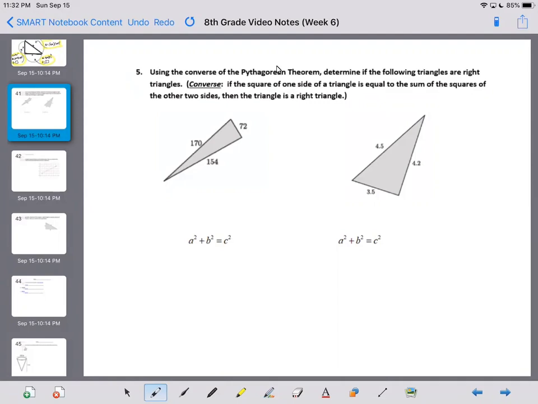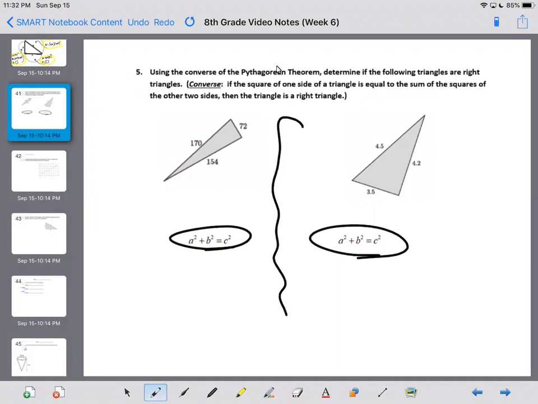So we've got our formulas here. I'll just split the page here. If we have 154 squared as one of the legs and 72 squared as the other leg, it better equal 170 squared for it to be a 90-degree, a right angle.